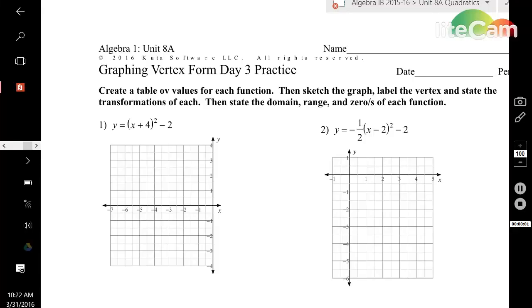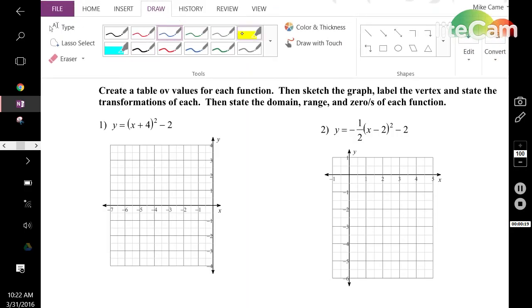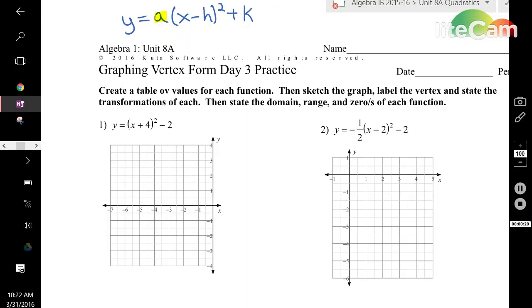In this video, you're going to learn how to graph a quadratic that is in vertex form. Vertex form is y equals a times x minus h quantity squared plus k. With vertex form, you have three constants you need to look at to help you graph.